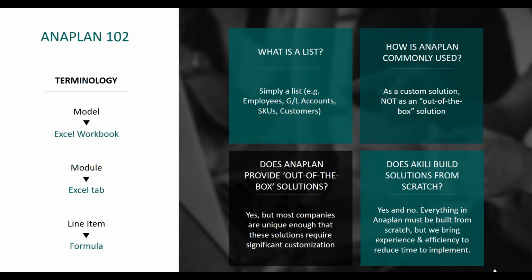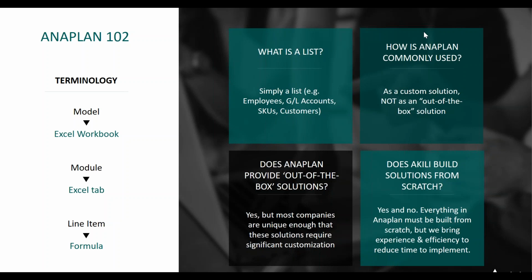I'll also refer to something called a module. A module is like a core logic area within Anaplan itself. So think of that as an Excel tab. If you have an Excel workbook, you have different tabs that might have different calculations functioning on them. That's essentially what a module is. And then finally, there's a line item. A line item would be something as simple as a formula in Excel. So if I need to calculate gross sales, I would take price times revenue, and that's what I would put into a line item.